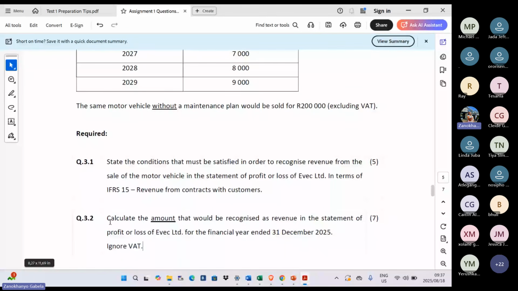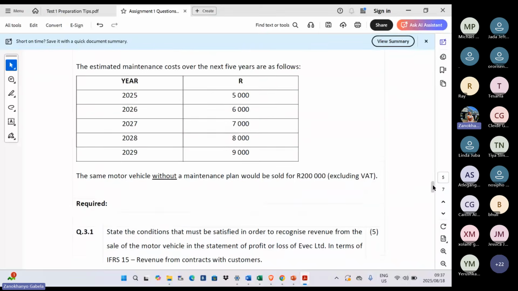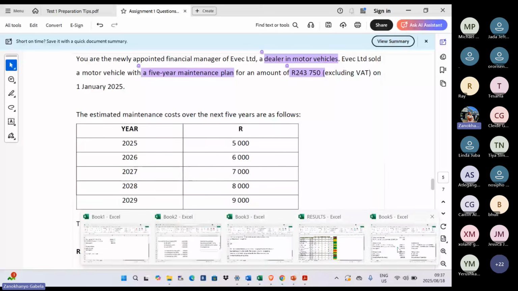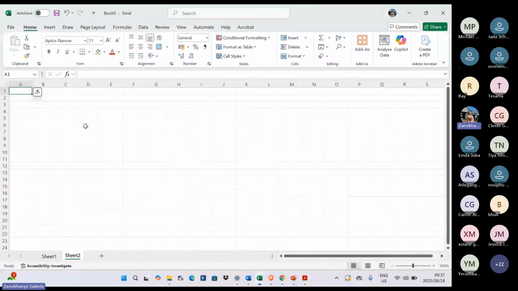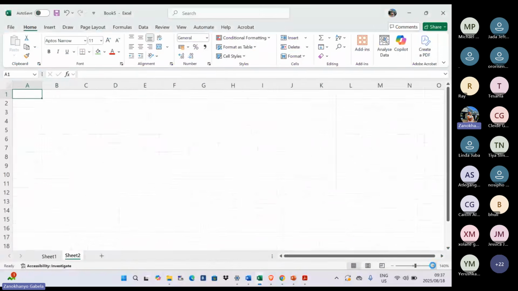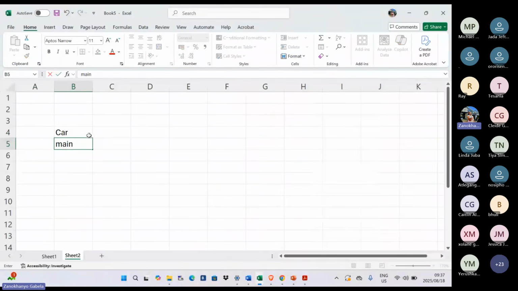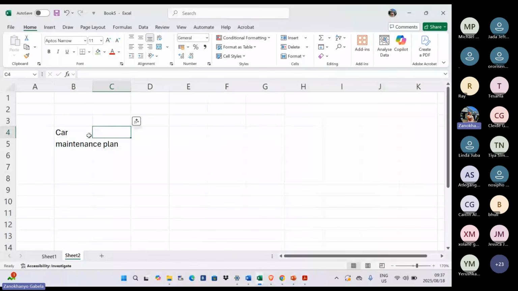So calculate the amount that will be recognized as revenue in the statement of profit and loss for the year ended 31st December 2025. Okay, that's very nice and simple. We bought this on 1st of January 2025. Let me just put this in an Excel so you can see my vision here. All right, so we have 2 performance obligations. The first one is a car. The second one is a maintenance plan.